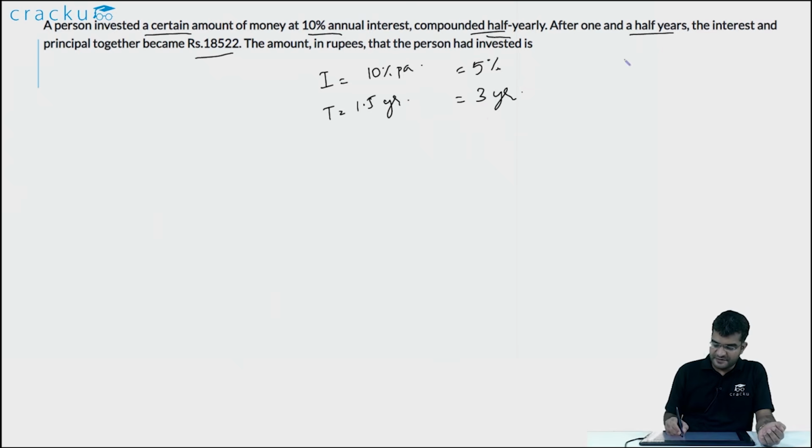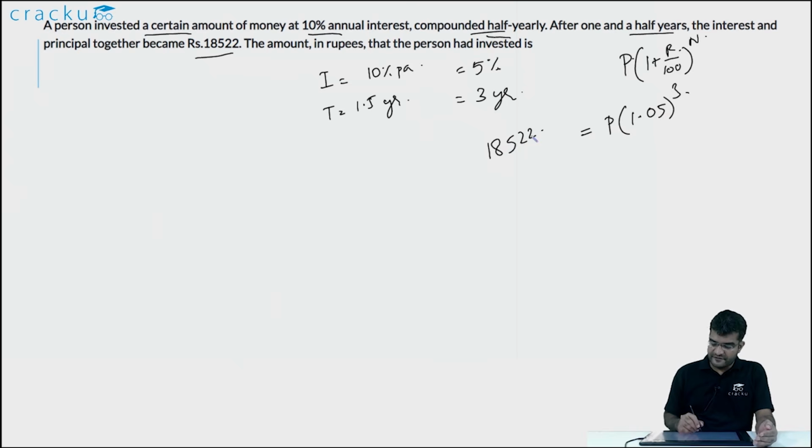Therefore, if you assume that the principal is equal to P, what is the final amount? Final amount will be P into 1 plus effective rate of interest divided by 100, whole to the power of number of durations. That is, this is equal to P into 1.05 whole cube. This we are told is equal to 18,522. So if you are required to find out the value of P, P will be equal to 18,522 divided by 1.05 into 1.05 into 1.05. You can use your calculator to figure out that this will equal 16,000.